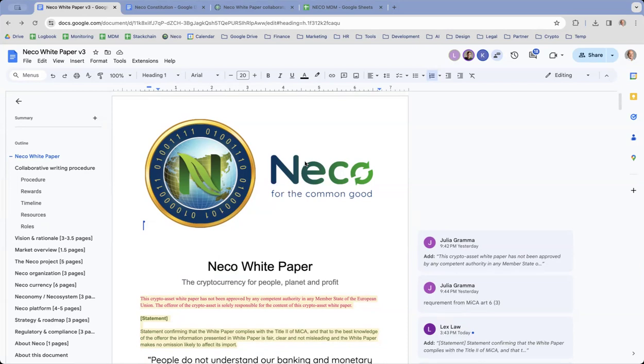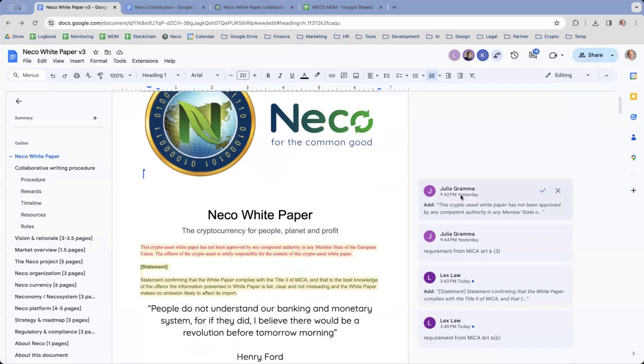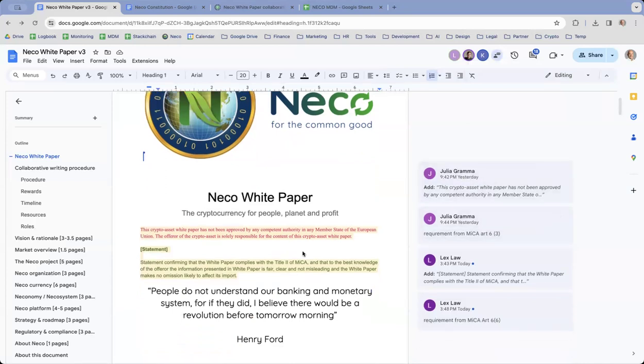So this is why we have chosen Google Docs as the format for this collaborative writing. There are other tools out there, but this is the tool that we use at Neco internally anyway. When you look at this document, you can see the different contributors and editors that are working here. You can see the changes and suggestions that people have made. And we can work on these comments and suggestions, accept them, reject them. So this is how we want to work together.